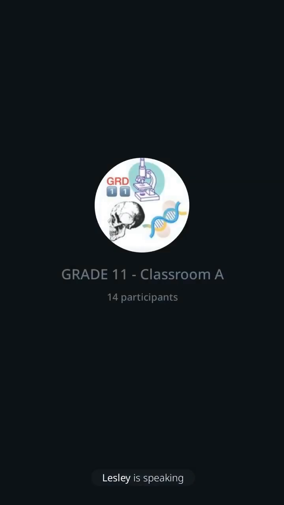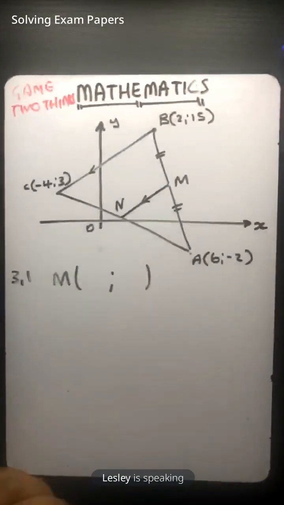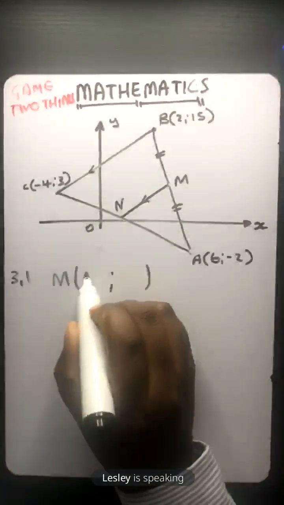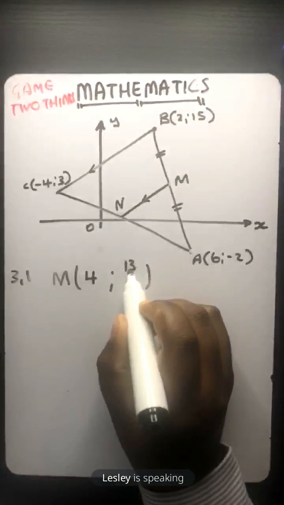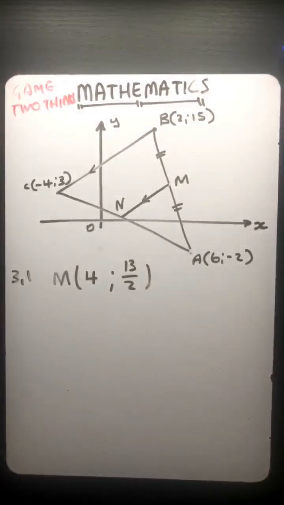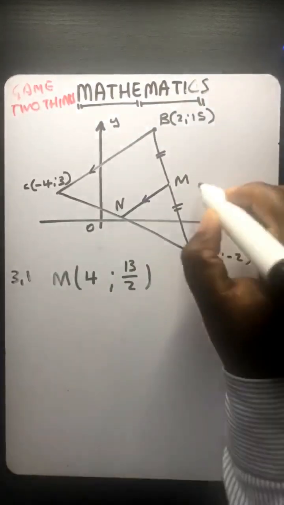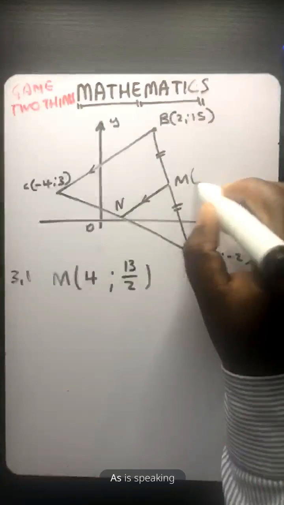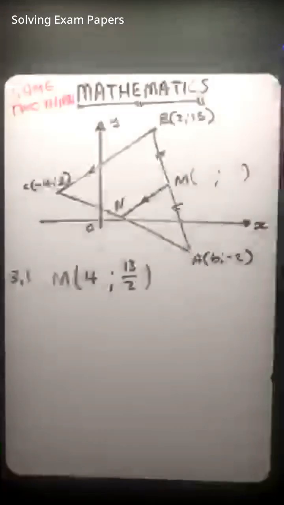Sir, I got 4 and 13 over 2. 4, 13 over 2. Okay. The other honorable members of the opposition party, what are you getting? The same. I also got the same thing.